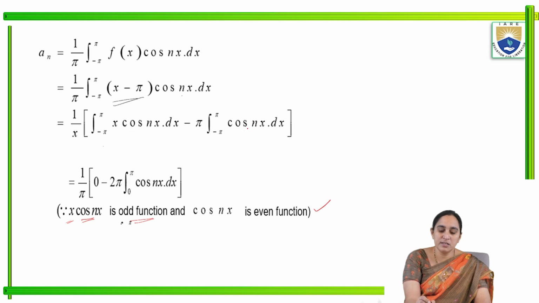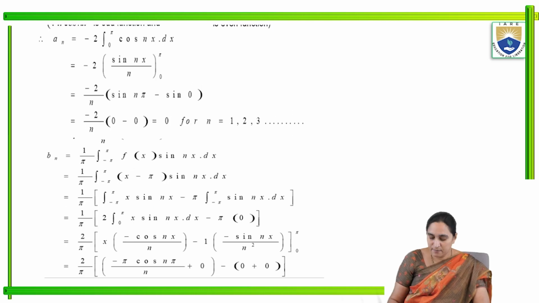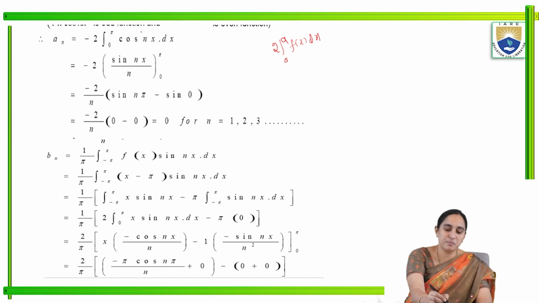And the integral from minus pi to pi of cos nx dx. Now integrate cos nx with respect to x. That is 2 times the integral, because cos nx is an even function, right? For the integral from minus a to a of f of x dx, if f of x is an even function, how do we write that formula? 2 times the integral from 0 to a of f of x dx. The same concept I am applying there.